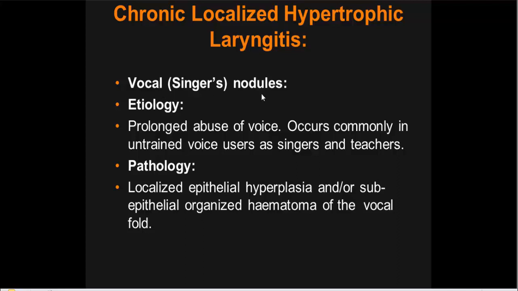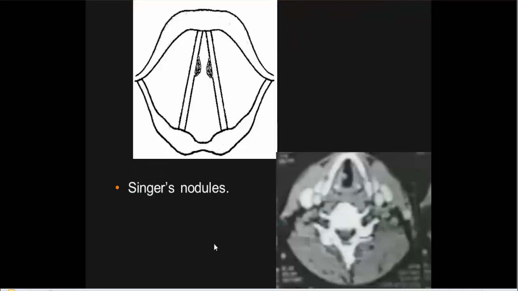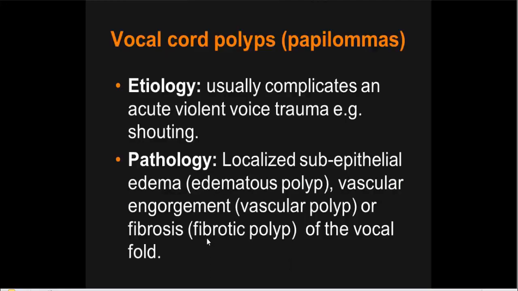Chronic localized hypertrophic laryngitis: vocal nodule, singer's nodule. Etiology: prolonged abuse of the voice, occurring commonly in untrained voice users such as singers and teachers. Pathology: localized epithelial hyperplasia and or subepithelial organized hematoma of the vocal cord. This is a singer's nodule, as we see, present on the true vocal cord.